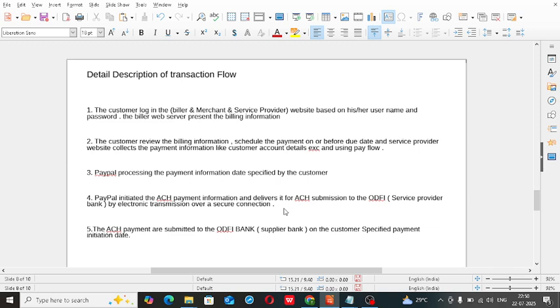PayPal initiates the ACH payment information and delivers it for ACH submission to the ODFI bank, the service provider bank, by electronic transmission over a secure connection, because PayPal has a secure connection. The ACH payment is submitted to the ODFI bank, supplier bank, service provider bank or merchant bank on the customer specified payment initiation date.